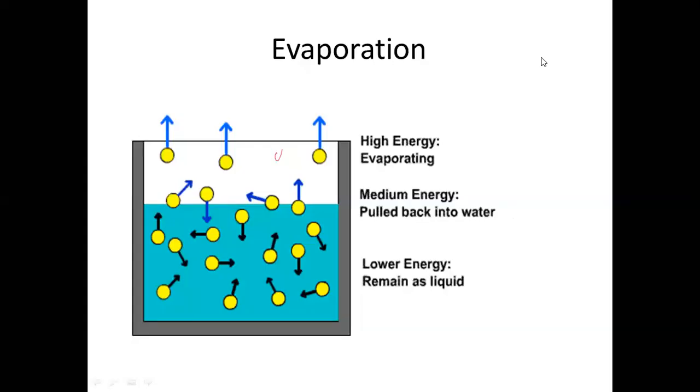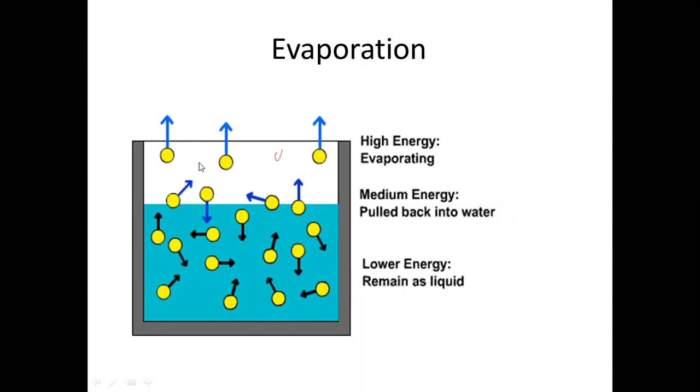Let us now consider what happens during the evaporation of a liquid in which some of the particles of the liquid are able to escape into the gaseous state. In the liquid, all the particles do not have the same amount of kinetic energy. There are some particles that naturally do have a high level of kinetic energy. Some have medium kinetic energy, and there are some that have low kinetic energy.